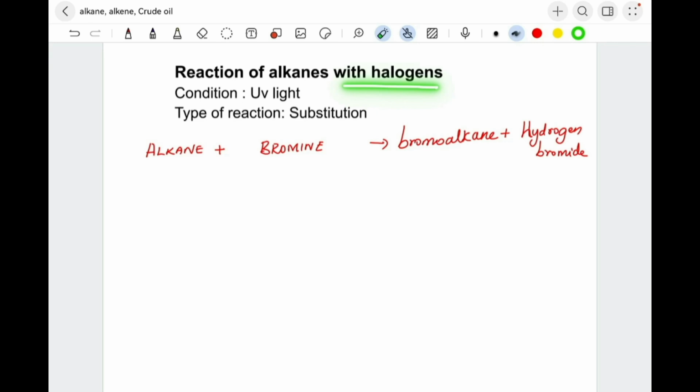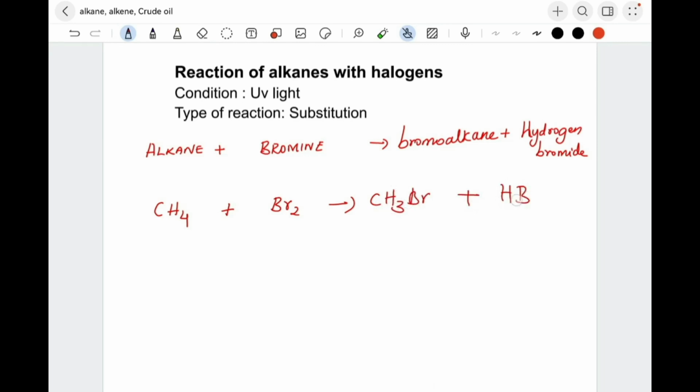Reactions of halogens with alkanes. For this reaction, the condition is UV light and the type of reaction is substitution. We'll write a chemical equation. Alkane, I'm taking methane, CH4, plus bromine. And always the halogen should be in diatomic form. 2 should be there. Even if it's bromine or chlorine, you have to write Br2, Cl2 like that. It gives bromoalkane, CH3Br plus HBr. Let's write a displayed formula for this.